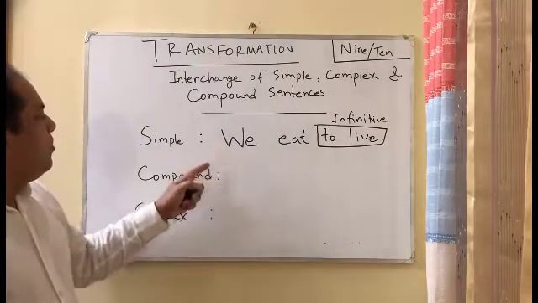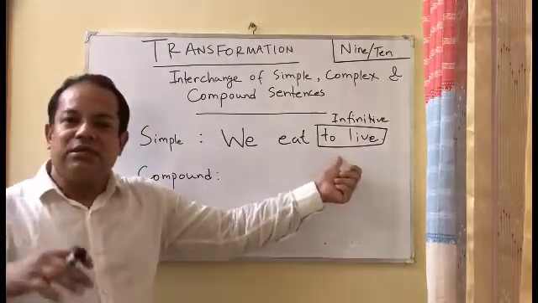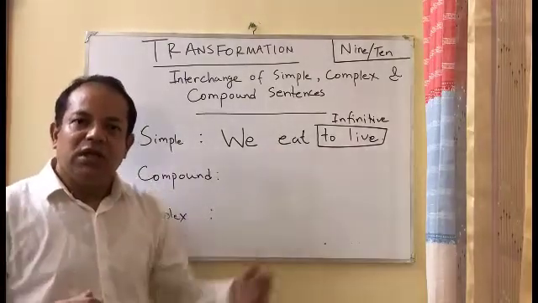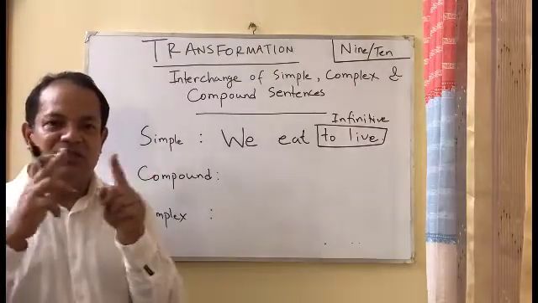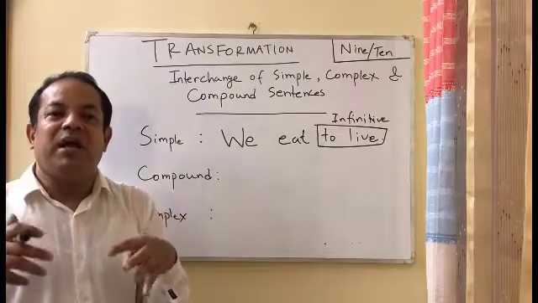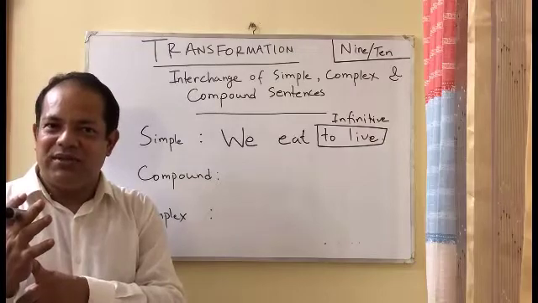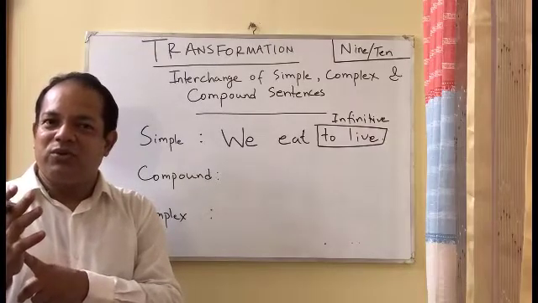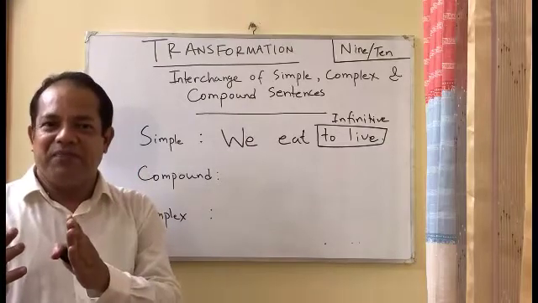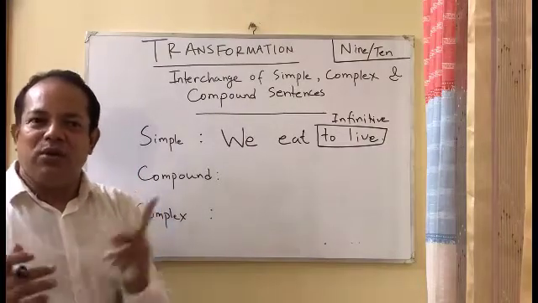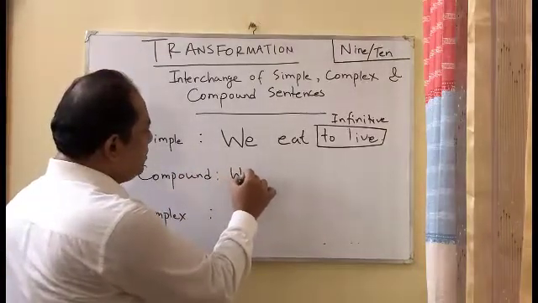So if the sentence "we eat to live" is turned into compound, then you will have to think now of two clauses. You will have to expand it: coordinate clause 1 and coordinate clause 2. Clause means one subject, one verb. So in coordinate clause 1, we can write: we eat.